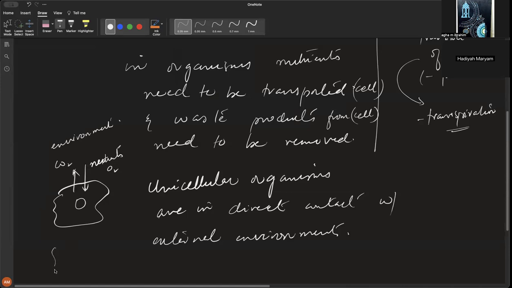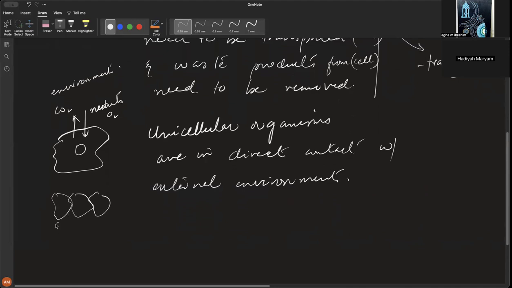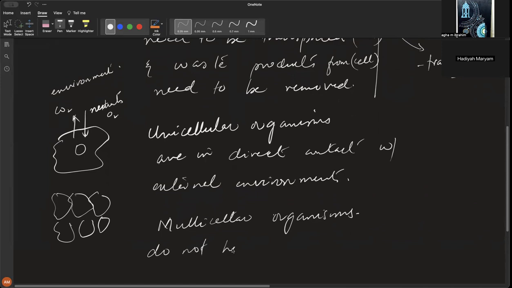But in multicellular organisms, this is not possible. Why? The cells are all clustered up, all joined together, and they are not in contact with the external environment. Multicellular organisms do not have their cells in direct contact with the external environment, right?